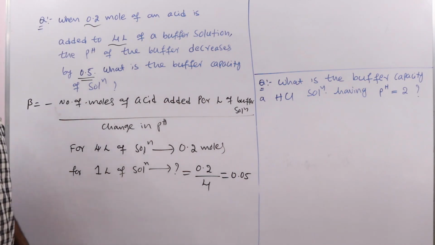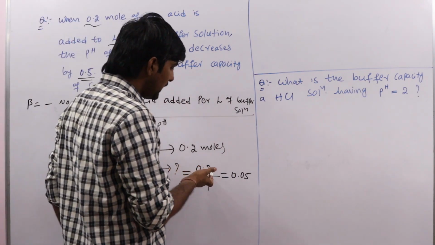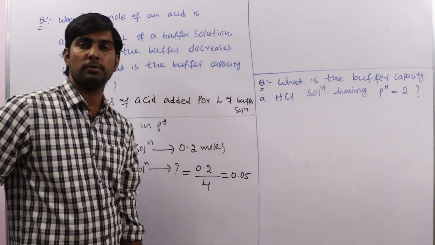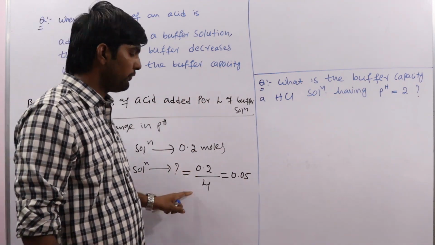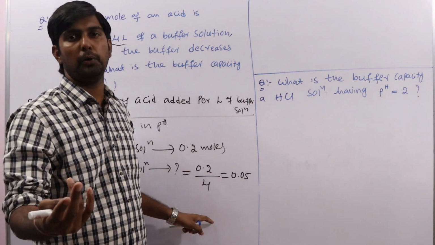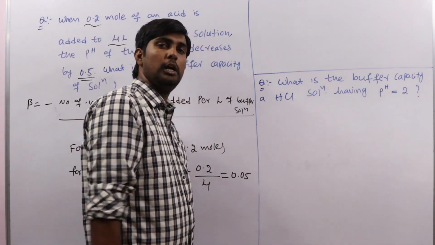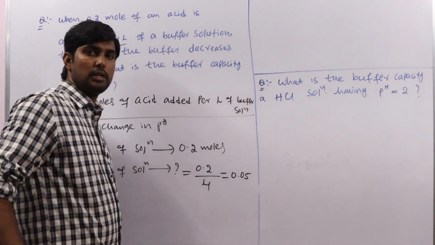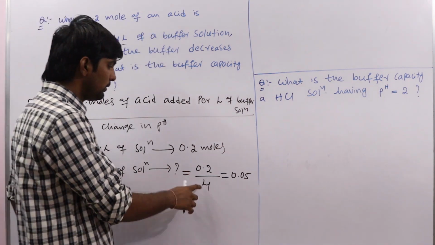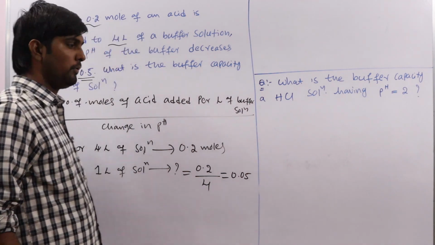You can write 0.05 as 5 into 10 power minus 2. 20 by 4 means 5, and 5 into 10 power minus 2 is nothing but 0.05. You can simplify with whatever method is easy for you. So 0.2 by 4 equals 0.05.